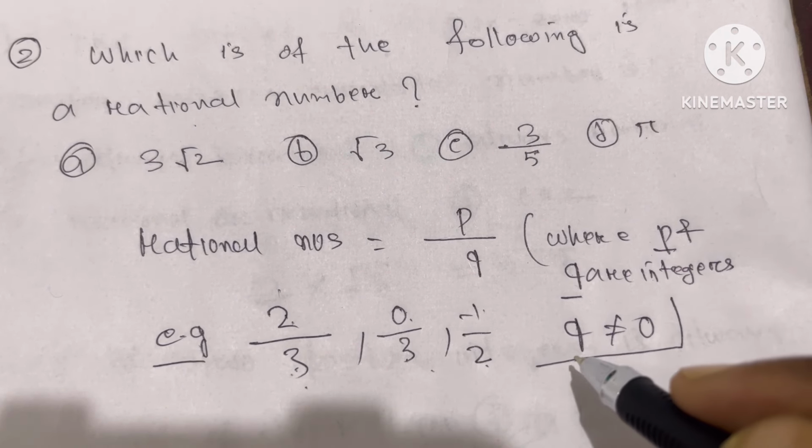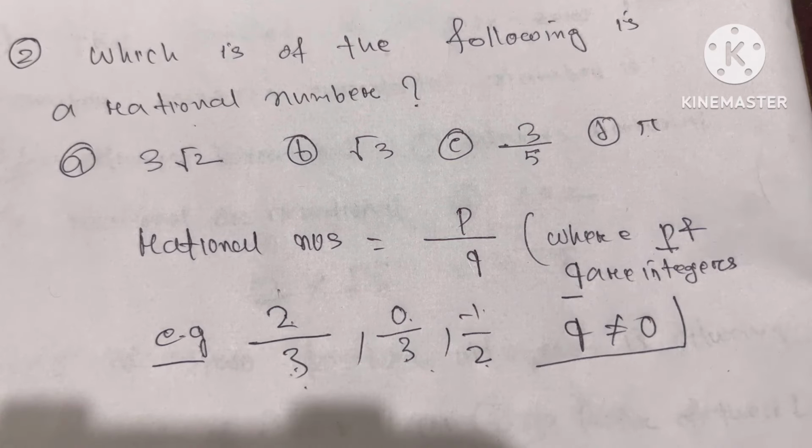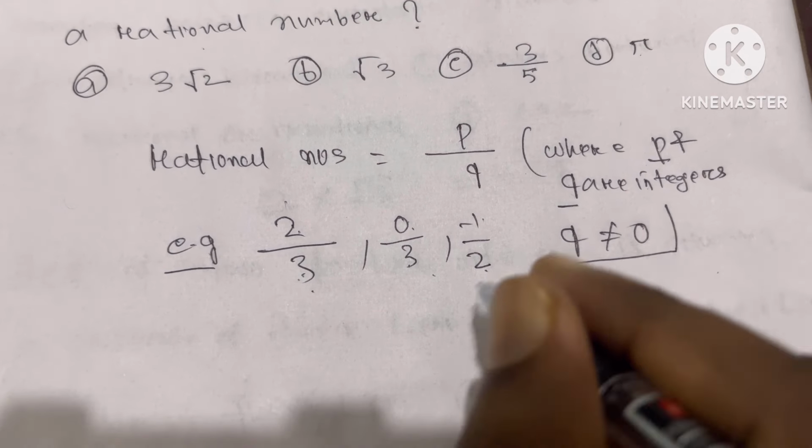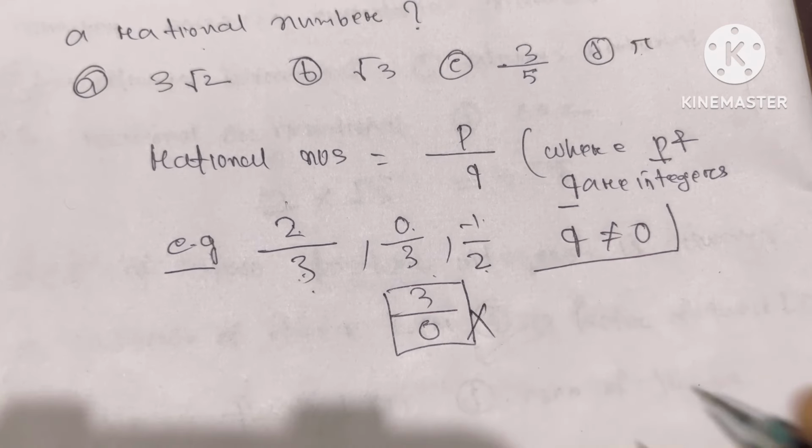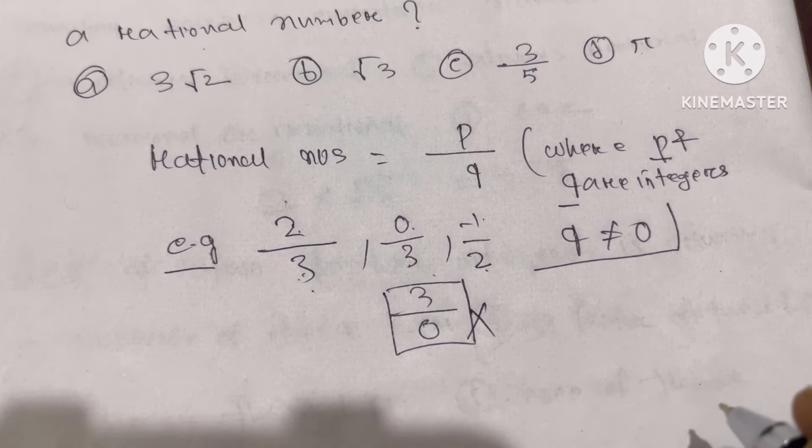So all are integers, p and q are integers, these are rational numbers. Yes or no? 3/0, is this a rational number? No, no, this is not a rational number, right?